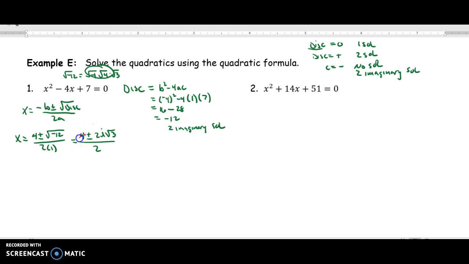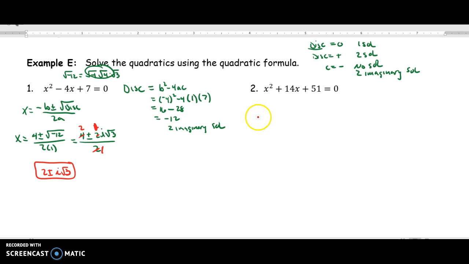But now what I notice is all of these numbers can be divided by 2. When I divide everything by 2, I end up with 2 plus or minus i root 3. Okay, I know this is not easy seeing it the first time around. All right, so let's do another example.